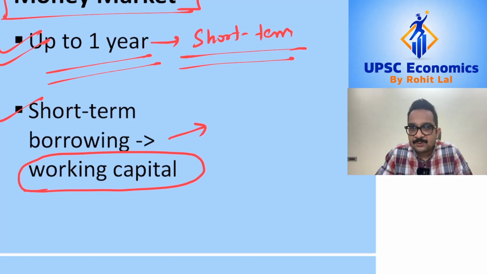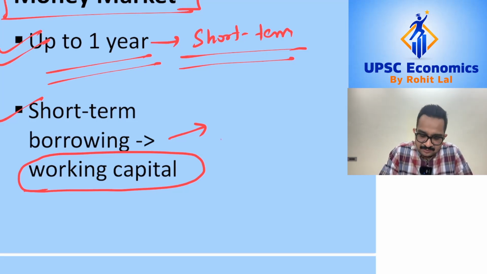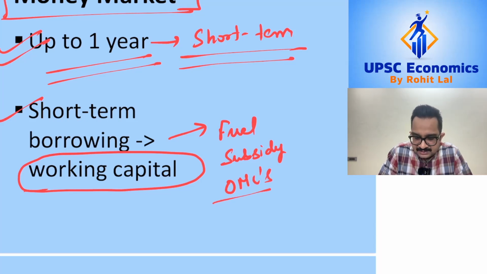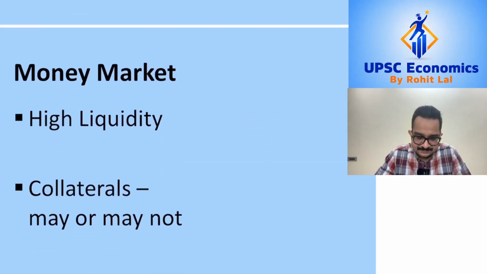For example, we know that the government gets tax revenues on a periodic interval. However, the government needs to incur expenditure on a daily basis. So for example, you could have the government which has to pay fuel subsidies to the oil marketing companies, and it anticipates a certain amount of cash shortfall right now because it knows that it's going to get tax revenue sometimes in the future. So the government could approach the money market and meet its short-term borrowing requirements.